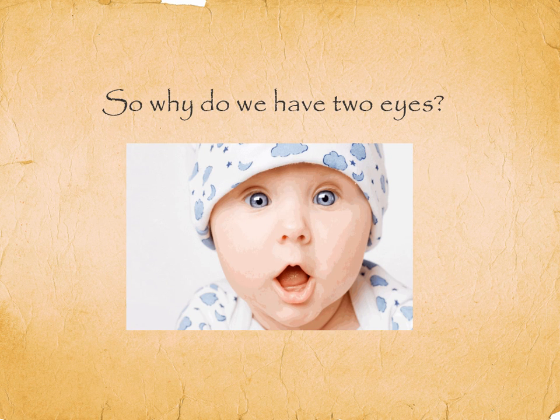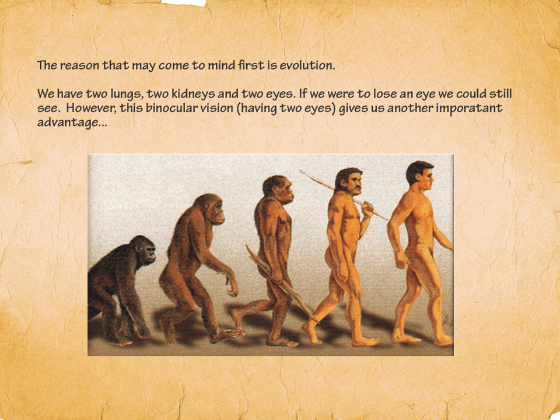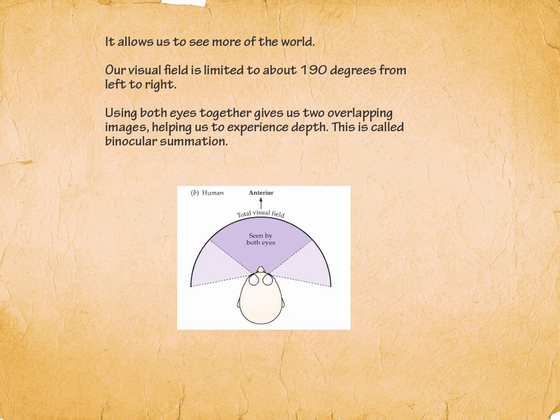So if there are so many monocular depth cues, why do we have two eyes? You might be thinking about evolution. We have two lungs, two kidneys, two arms, two legs, two ears, two of a lot of things, so why not two eyes? If we were to lose one of our eyes, we could still see. However, this binocular vision, having two eyes, gives us another important advantage. It allows us to see more of the world.